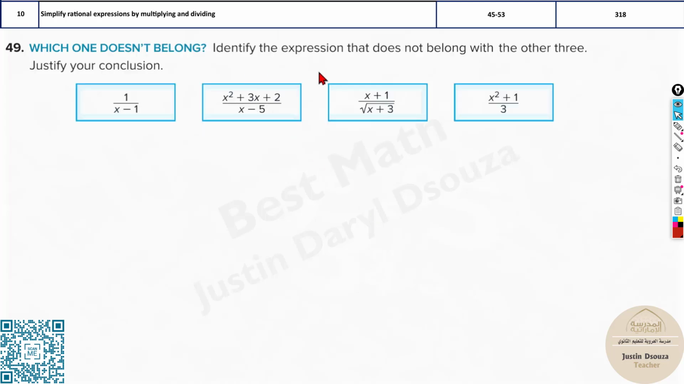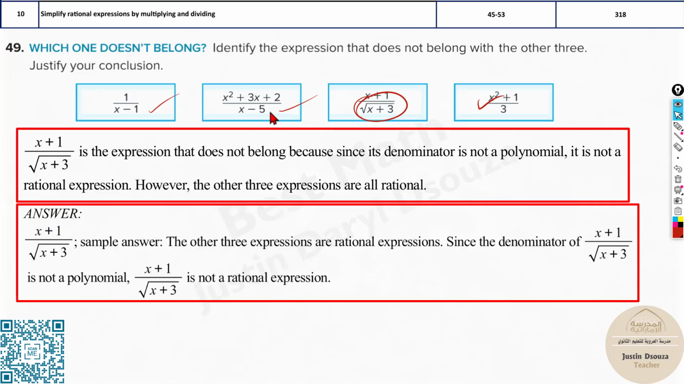And here, identify the expression that does not belong with the other three. Justify your conclusion. Rational expression. See, this one has a square root, so I guess that's the one, because a rational expression must be polynomials over polynomials, or even a constant is fine. This is the wrong one. Why? Because the other three are rational expressions. Since the denominator is not a polynomial here, this is not a rational expression.